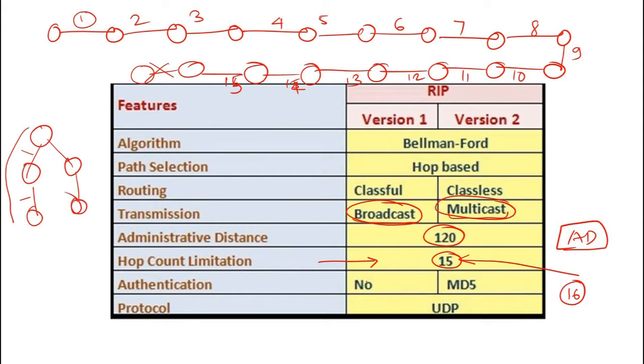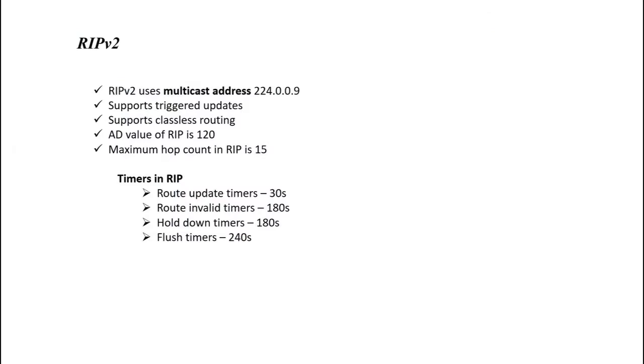Authentication: I just told you that version 1 does not support authentication, while version 2 uses MD5 encryption, right? As for the protocol, it uses UDP to form the neighborship and share the routes from one router to another. So that is the protocol, it uses UDP. So that is the basic information for RIP. I think there will be something else as well.